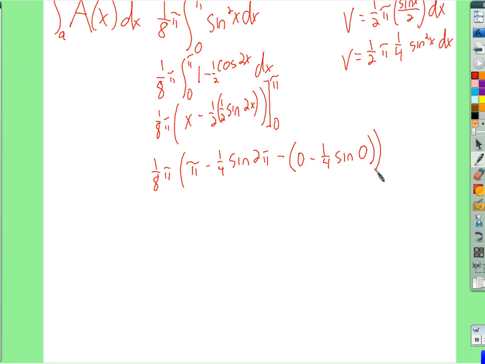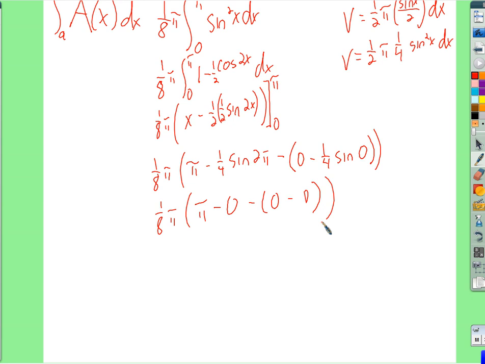Why we are where we are right now. What we're doing right now. Okay, we plug in pi, plug in 0. So 2 pi times pi. And then what's the sine of 2 pi? 0. So minus 0. Minus 0 minus, what's the sine of 0? Zero.